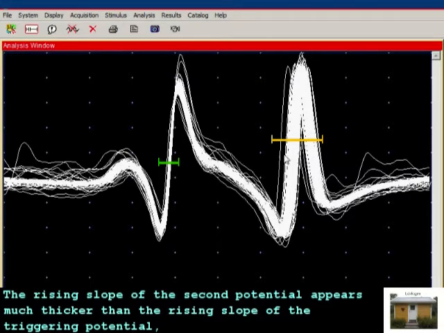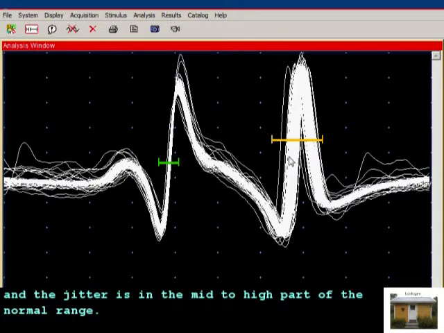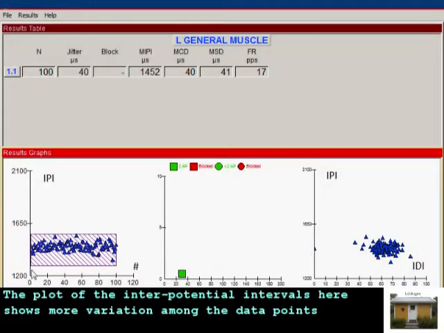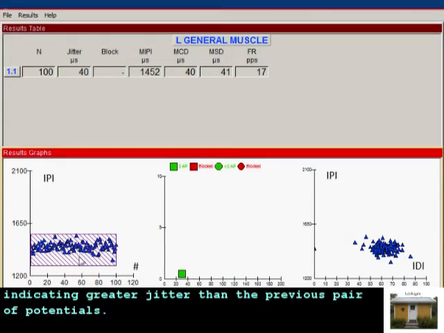The rising slope of the second potential appears much thicker than the rising slope of the triggering potential, and the jitter is in the mid to higher part of the normal range. The plot of the interpotential intervals here shows more variation among the data points, indicating greater jitter than in the previous pair of potentials. There is no trend or velocity recovery function effect.